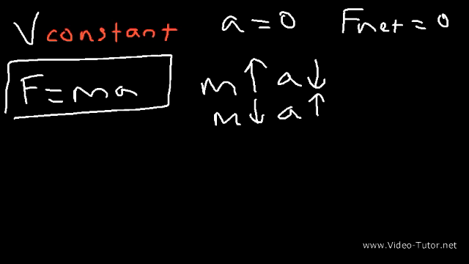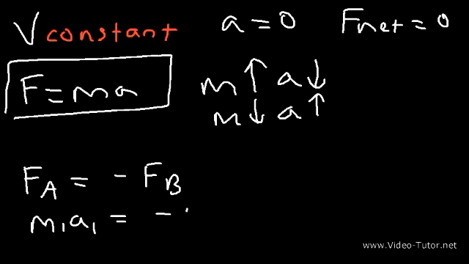Now, Newton's third law: for every action force, there is an equal but opposite reaction force. So you could say m1 times a1 is equal to -m2 times a2. And so that is it for this video.